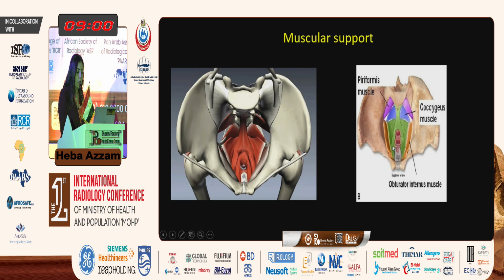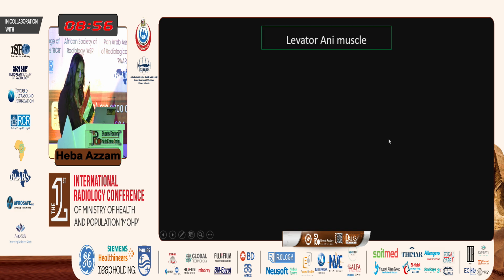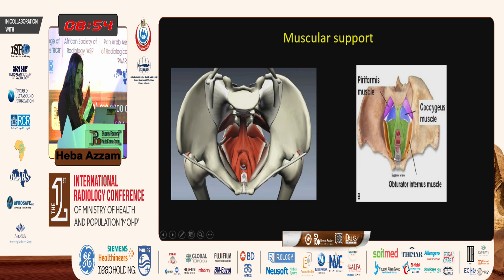Here, this is the puborectalis pubovisceralis complex, and posterior, this triangle is the iliococcygeus muscle. As we can see here, this is the iliococcygeus muscle, and this is the puborectalis pubovisceralis complex, and this is the levator plate.